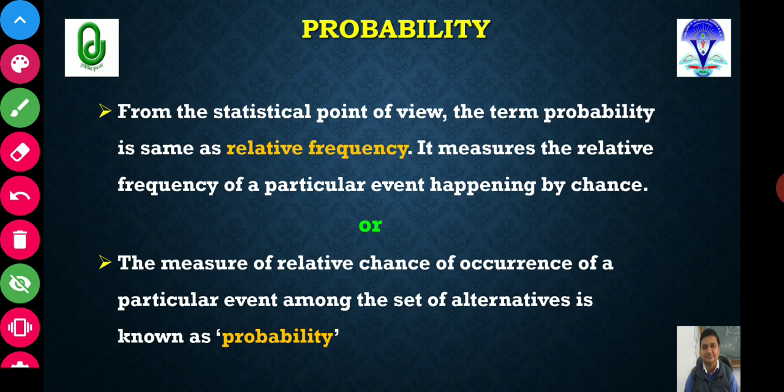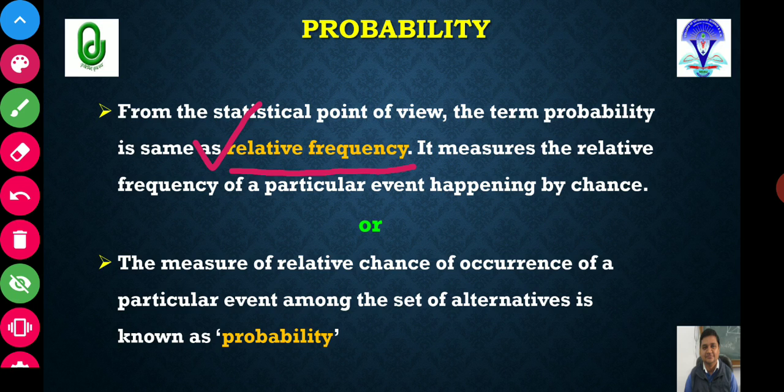Now the actual definition of probability. From the statistical point of view, the term probability is the same as relative frequency. We have already seen the definition and procedure of relative frequency when we were classifying data. So the concept of probability is the same as that of relative frequency. It measures the relative frequency of a particular event happening by chance.